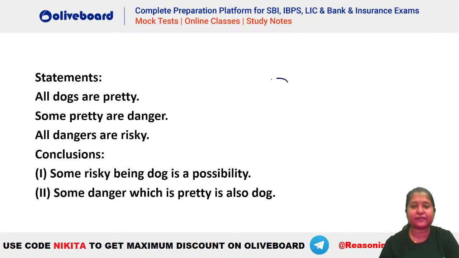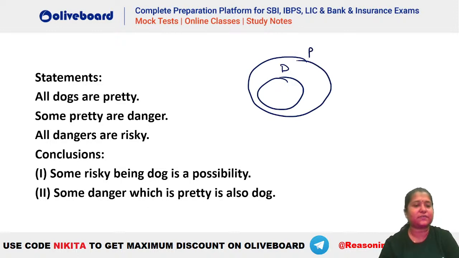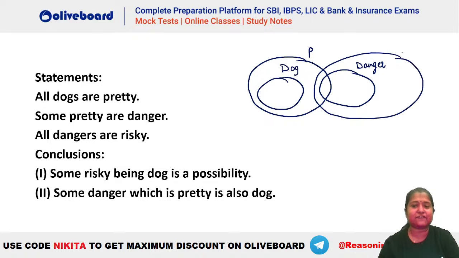All dogs are pretty. This is dog. This is pretty. All dogs are pretty. Some pretty are danger. तो ये dog था. ठीक है. Let's say this is your danger here. ठीक है. All dangers are risky. So all dangers are risky will be like this. तो कुछ इस तरह का डायग्राम बनेगा. Okay. Now some risky being dog is a possibility. This is risky. This is dog.